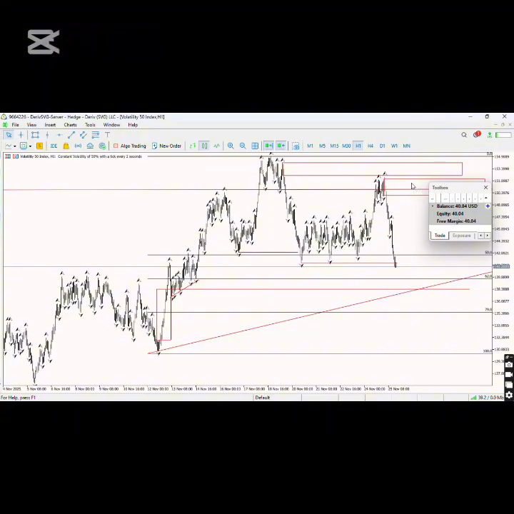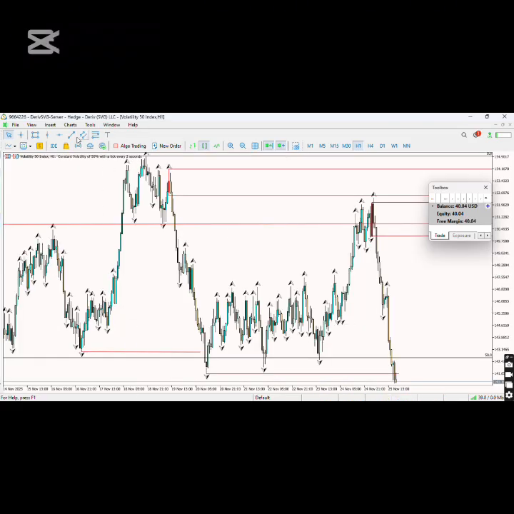Not that I'm opposing the overall structure, but remember we made a market structure shift, guys, meaning we should start looking for selling pressure. So if we zoom around this area here, we made this swipe on the market structure before the market structure shift.